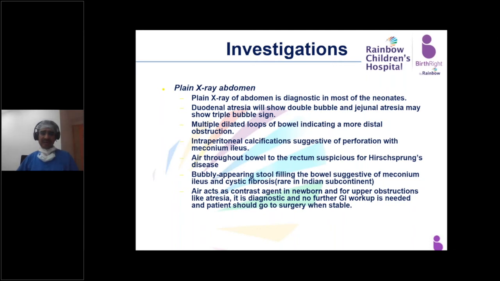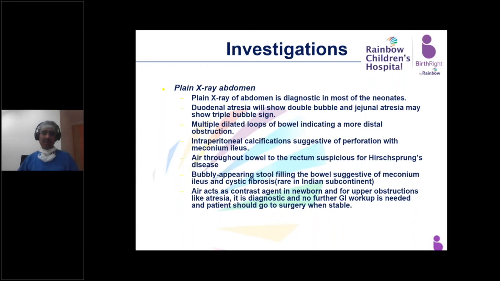Intraperitoneal calcifications suggest perforation, the intrauterine perforation with meconium ileus. Whole loops of intestine filled with air, think in terms of Hirschsprung disease. Bubbly appearance of stool is suggestive of meconium ileus or cystic fibrosis, although it is rare in the Indian subcontinent.